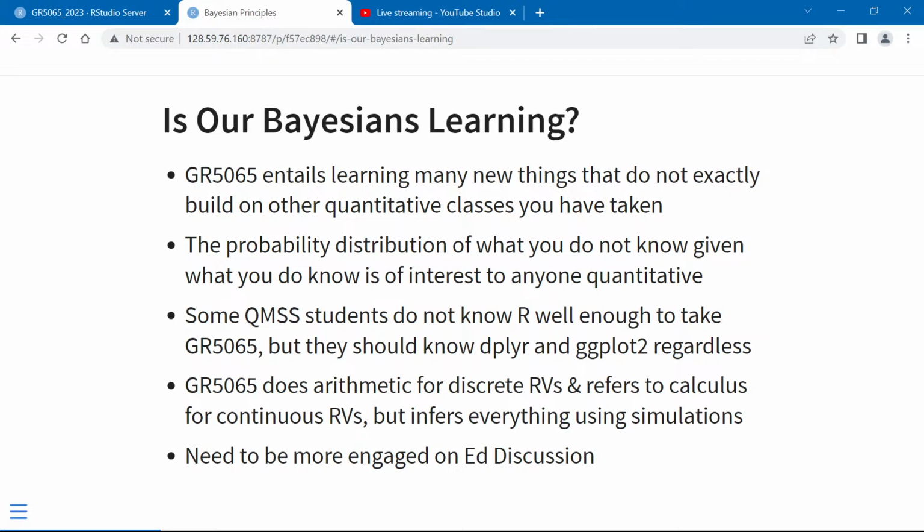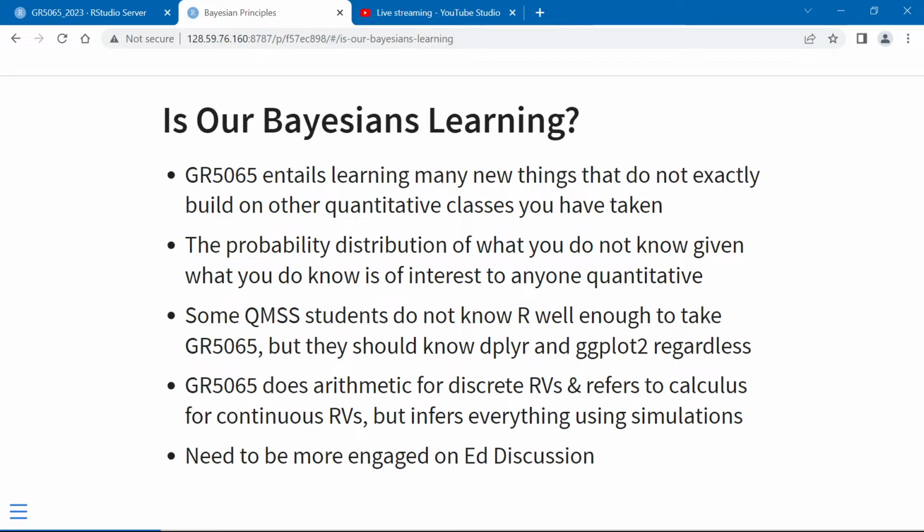But I think we've established, and I've tried to establish, that the probability distribution of what you don't know, given what you do know, should be of interest to anyone who's doing quantitative analysis. We're going to start focusing more on social science applications, but certainly not limited to that. It's a very general, very germane thing. But not a lot of people take this class, even though it should be relevant to what they're interested in doing with quantitative methods.